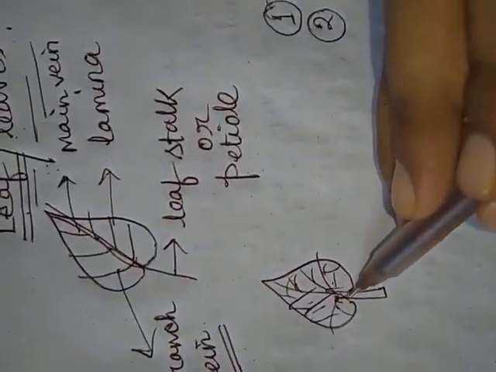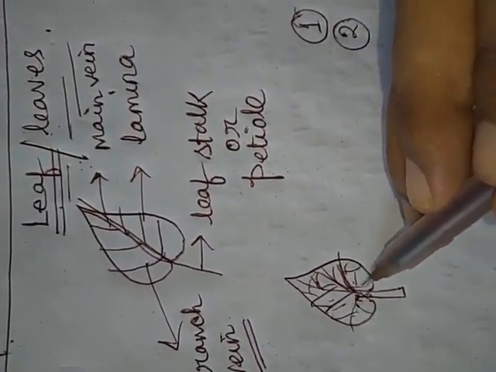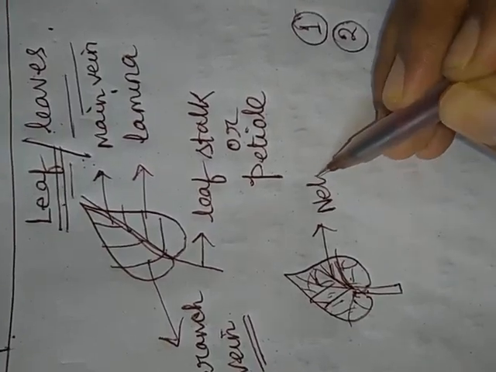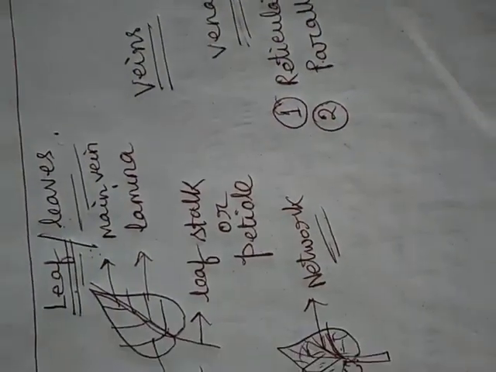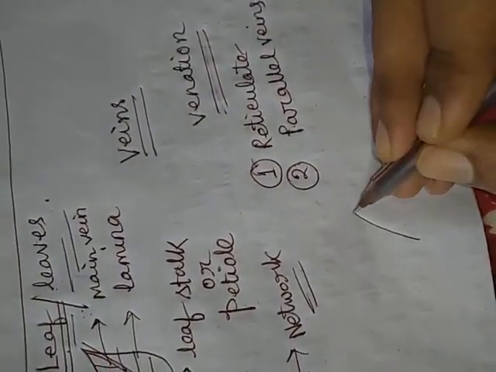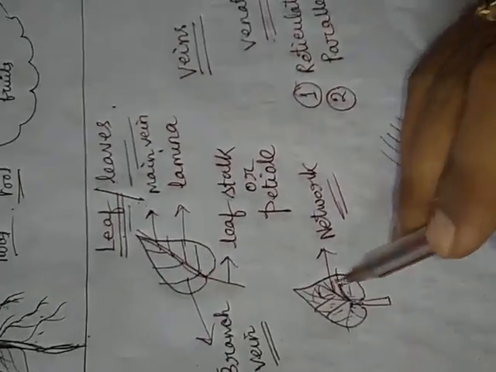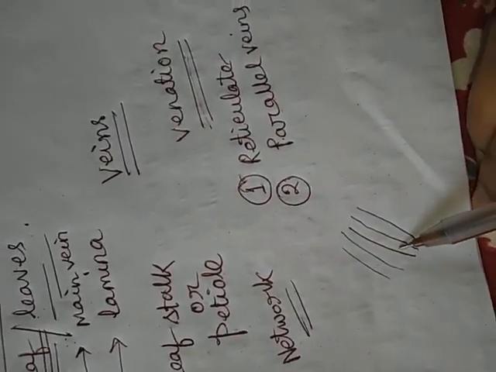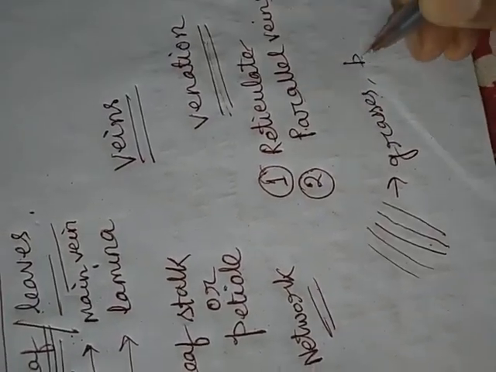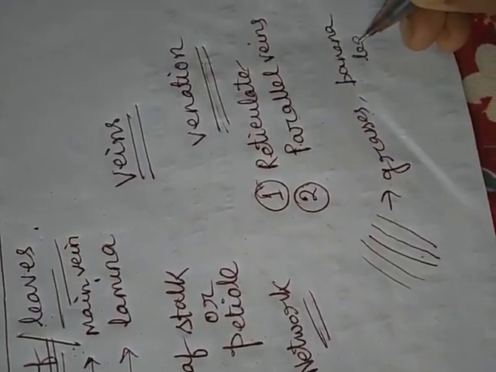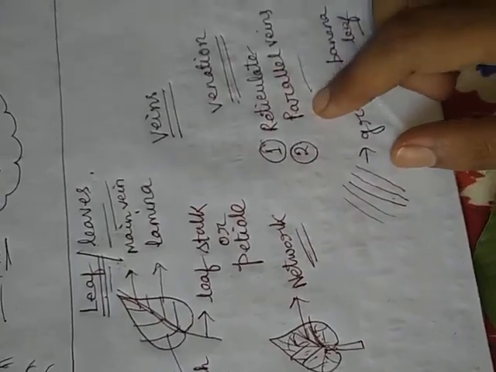Reticulate means the veins of the leaf are arranged in such a way that they form a network, such as guava, mango. But parallel veins means the veins are arranged parallelly, not forming a network like this one. This is called parallel vein, mainly found in grasses and banana leaf. So veins are of mainly two types, reticulate type and the parallel one.